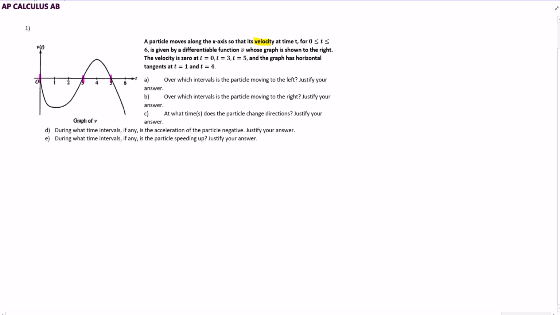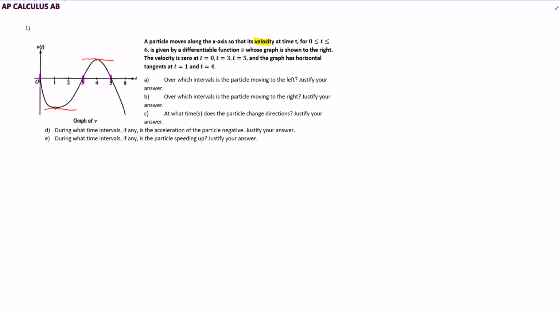Those are x-intercepts, meaning since I'm given velocity, the velocity is 0 at those points. And the graph has horizontal tangents at t equals 1 and t equals 4. So there's a horizontal tangent here and here, meaning the slope of this velocity function is 0 there. All right, so several things to note is we are given the velocity function, which is the derivative of the position function, right? So we're given the derivative of the position, which is the velocity.